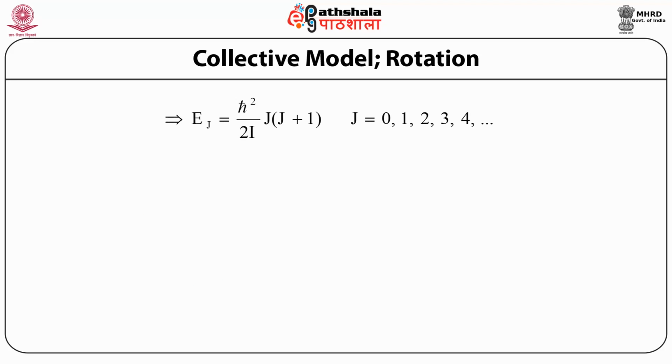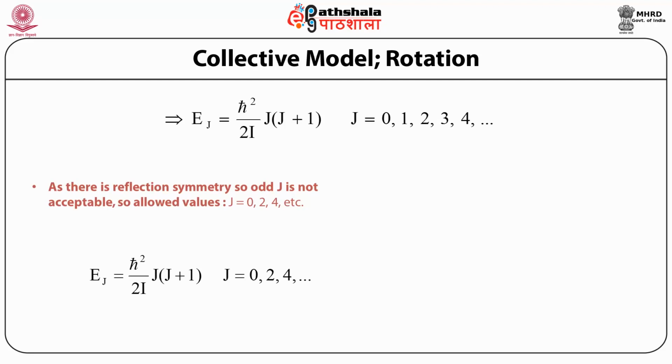Collective model rotation. In this slide we are going to look at how the expression for energy is different here than in the case of vibration. The energy of a nucleus with spin j is given by E_j equal to h bar square by 2I j into j plus 1, where j is equal to 1, 2, 3, 4.